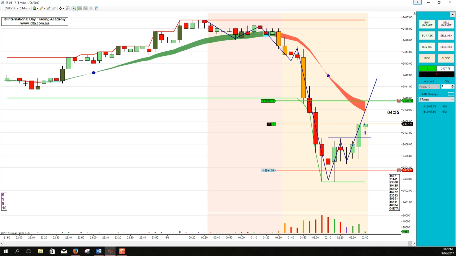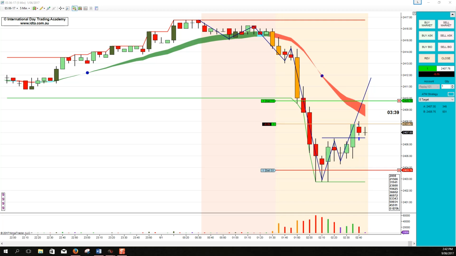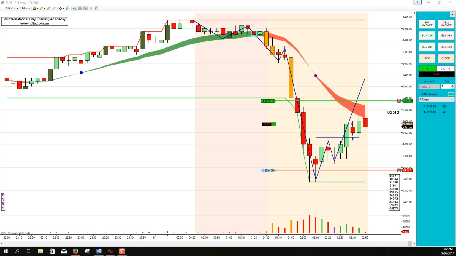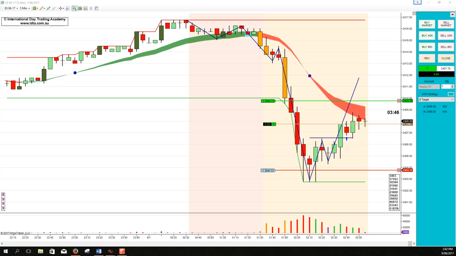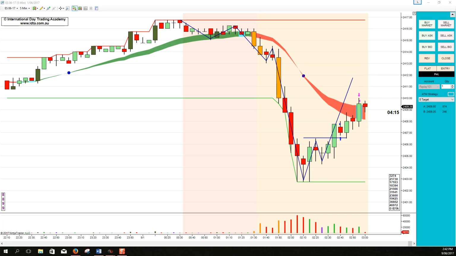Because we're in live market replay, we can actually speed this up. So what we'll do is we'll speed it through to its conclusion, and then we'll cross over into our calculator so that we can take a look and see how this trade actually stacks up on the calculator. There we go, we've just gone through to the completion of the trade.